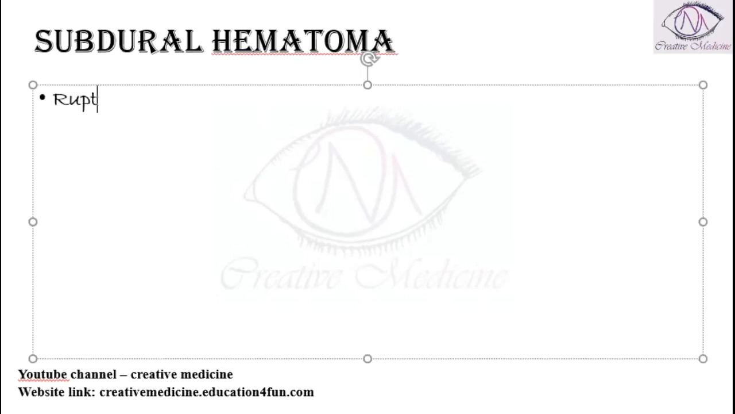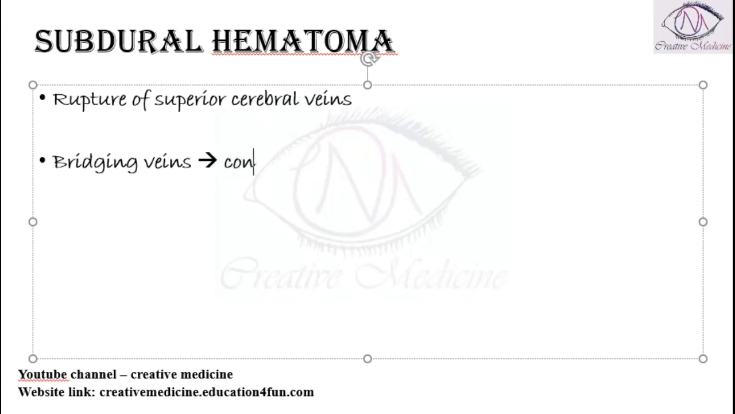It occurs mainly due to the rupture of the superior cerebral veins. When the superior cerebral veins rupture, it results in subdural hematoma. So, what are the superior cerebral veins? These are nothing but the bridging veins.